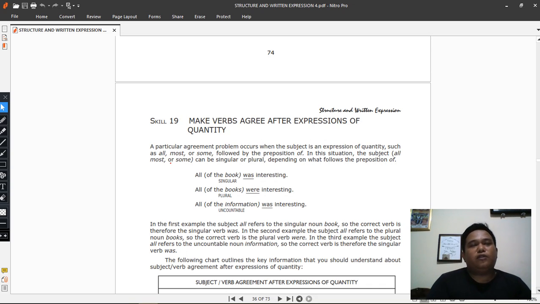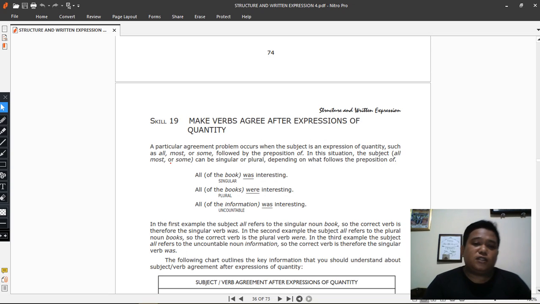So what you need to think about is, where does all refer to? To what does all refer? Does all refer to something that is plural or something that is singular? Then you can choose what kind of verb, a singular verb or plural verb, you can use in the sentence.